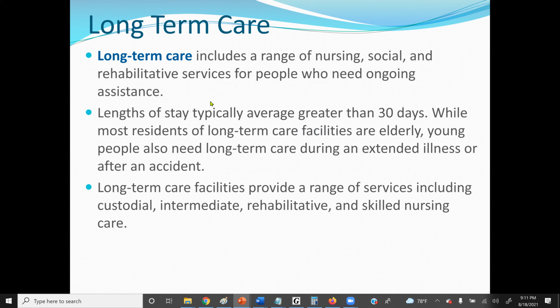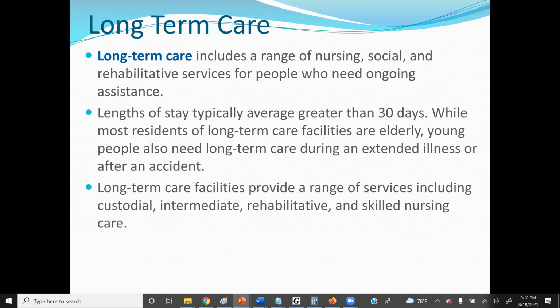We also have long-term care, which can include nursing, social, and rehabilitative services for people who need ongoing assistance. Normally, these services are used by the aging population. The length of stay typically averages greater than 30 days, some even for the rest of their life. While most residents of long-term care facilities are elderly, young people also need long-term care during an extended illness or an injury caused by accidents, when they cannot function.